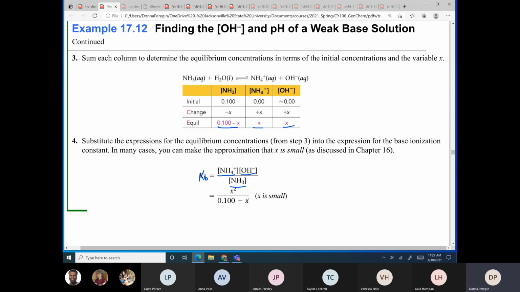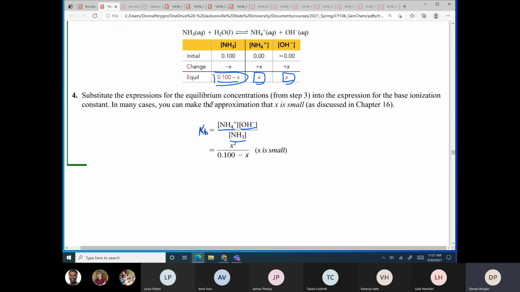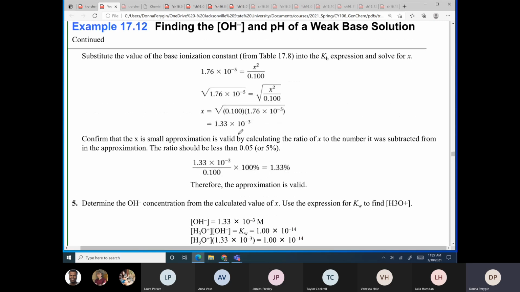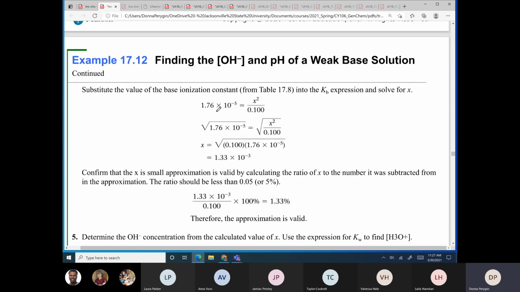So at equilibrium, we know that we have X times X over 0.100 minus X because it's products over reactants. So that gives us X squared over 0.100 minus X. If we assume that X is small and pretty close to 0, then we can say our Kb is equal to X squared over 0.100. Kb is 1.76 times 10 to the minus 5th, which we got from table 17.8, is equal to X squared over 0.100. So we can take the square root of both sides and solve for X, and we get X is equal to 1.33 times 10 to the minus 3rd.